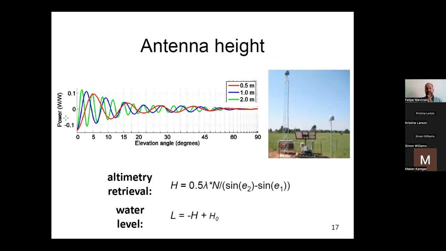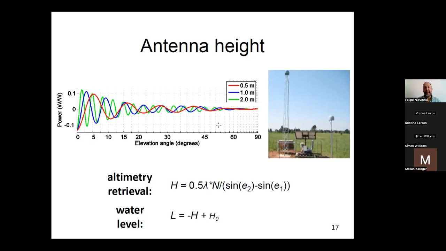Now, this is the most important slide, probably. If you only remember one thing, it is the altimetry retrieval. Here I have two antennas, one maybe at 5 or 6 meters, and another one at 1.5. And they will sense a very similar antenna radiation pattern, very similar surface reflection coefficients, but the geometric phase will be drastically different because, remember, it's 2 times H sine of elevation angle.